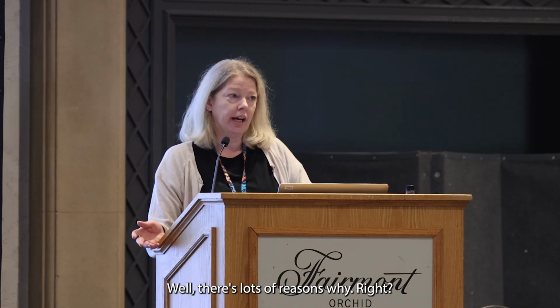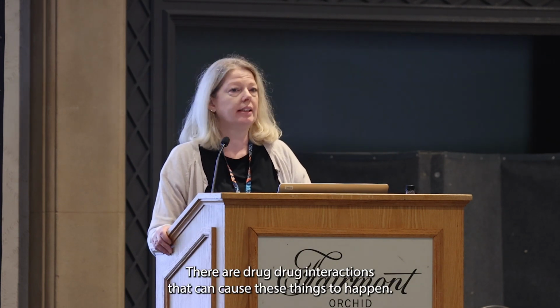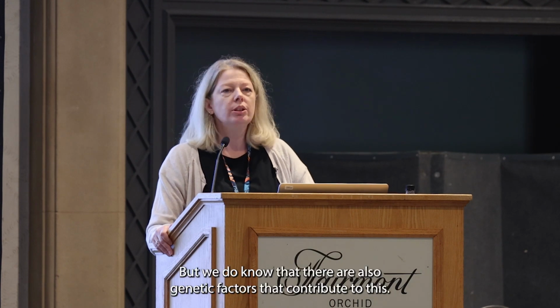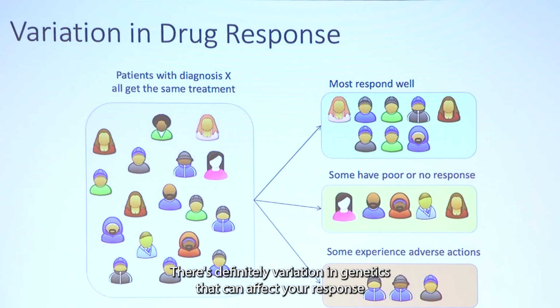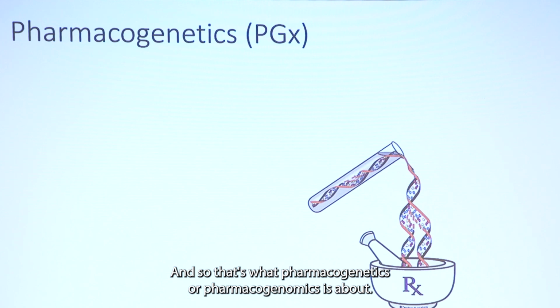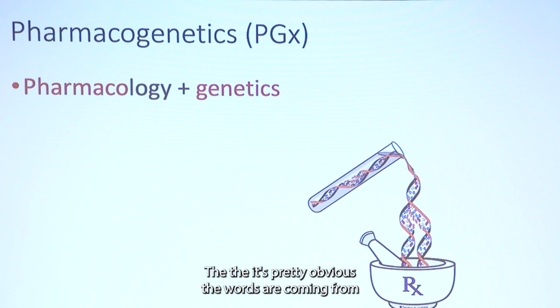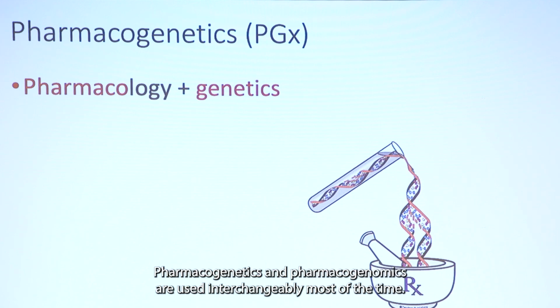Well, there are lots of reasons. There are clinical factors that can come into play. There are drug-drug interactions that can cause these things to happen. There are environmental things that can cause medication to not work properly for someone. But we do know that there are also genetic factors that contribute to this. There's definitely variation in genetics that can affect your response to medication. And that's what pharmacogenetics or pharmacogenomics is about. It's pretty obvious. The words come from pharmacology and genetics, or pharmacology and genomics. Pharmacogenetics and pharmacogenomics are used interchangeably most of the time nowadays.